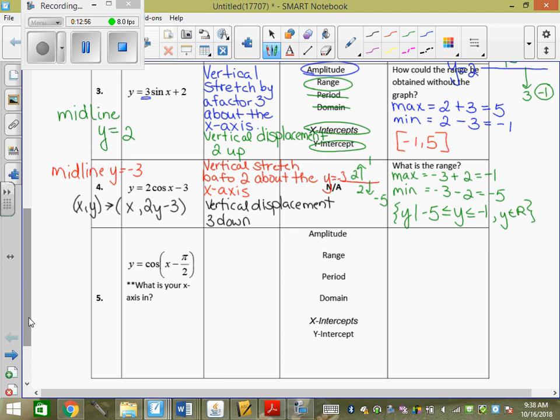What happens here? We have some X stuff going on. It's called the horizontal phase shift. Horizontal phase shift. Pi over 2 to the right. Now, this is our C value, correct?